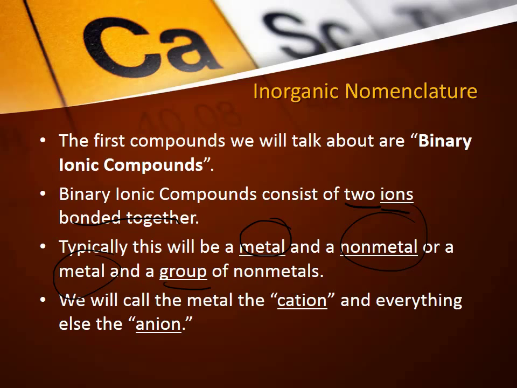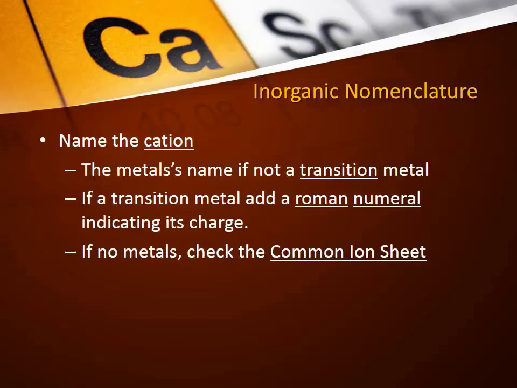Later on, we'll explain this, but for now, we're going to call the metal the cation and everything else the anion. First, we need to name the cation. Now, this name is either the metal's name if it's not a transition metal. Remember on the periodic table, transition metals are here. So if it's in there, or if it's not in there, it's just the metal's name.